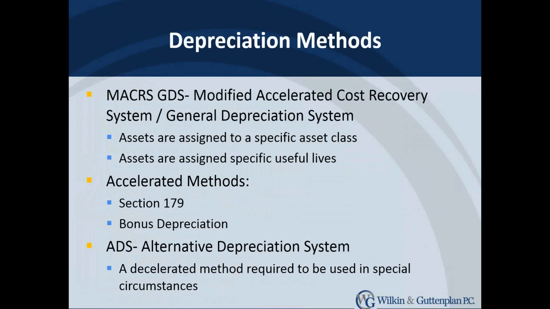Just as a recap, we have several methods available to us. Most of the assets are written off over the modified accelerated cost recovery system. This system assigns the specific class asset and the specific useful lives. Additionally, we have two accelerated methods, the Section 179 method and the bonus depreciation, and there are changes to both of these too. And finally, we have an alternative depreciation system, which is a decelerated method, which we've not seen in the past, but may be seeing a little bit more frequently going forward.